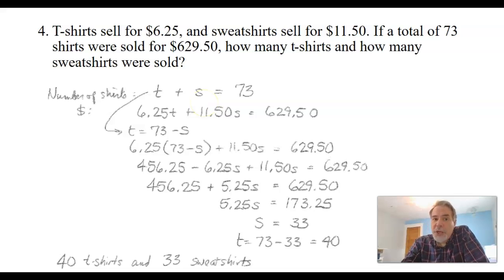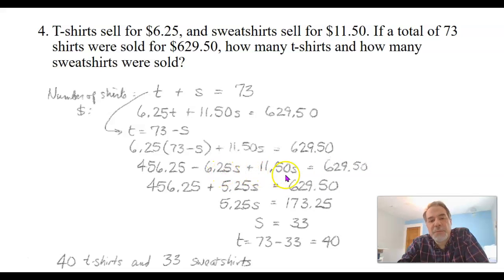And there's more than one way you could solve that. I've chosen to solve it by the substitution method. I took this top equation and I subtracted S on both sides so that I got T equals 73 minus S. Then I substituted that 73 minus S in place of T and got 6.25 times 73 minus S plus 11.50 S equals 629.50. Multiply out to remove the parentheses, and you get 456.25 minus 6.25S plus 11.50S equals 629.50.